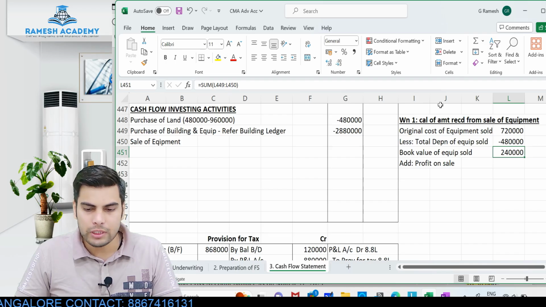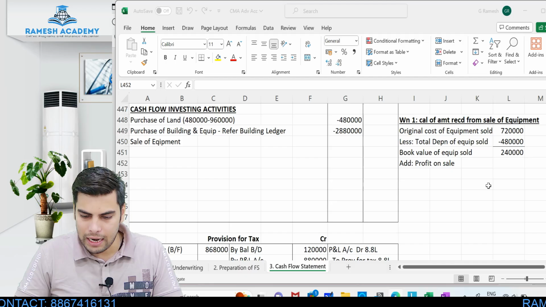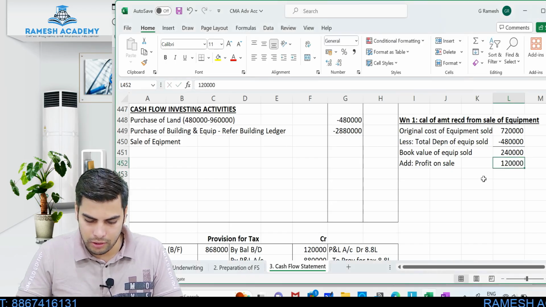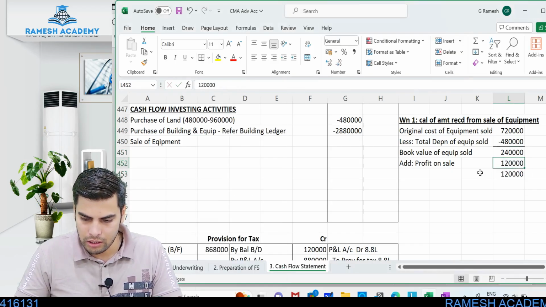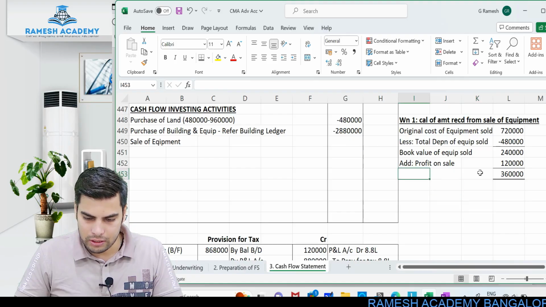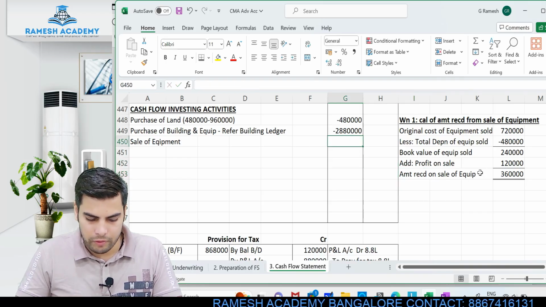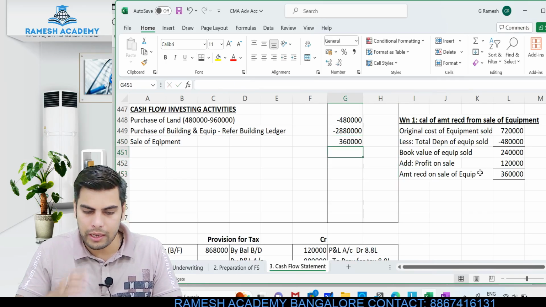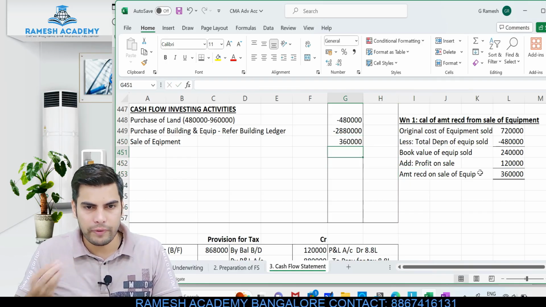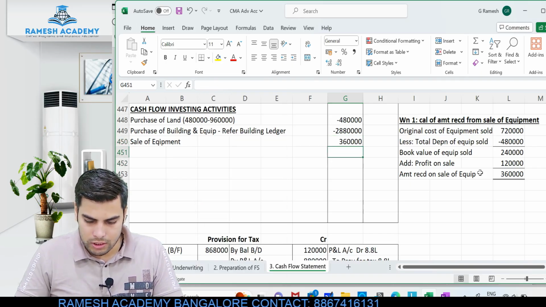How much is the profit which I earned with respect to the sale of equipment? Look at this, 1,20,000 rupees is the amount which I earned. Okay, so 1,20,000 is the profit which I earned. So total sale proceeds which I would have received would be how much? 3,60,000. Okay, this is the amount received on sale of equipment. Clear? So sale of equipment, 3,60,000 rupees would be my inflow. This is my inflow because when I sell something, obviously I'll be receiving the funds. Okay, so if I just close this, what am I getting?